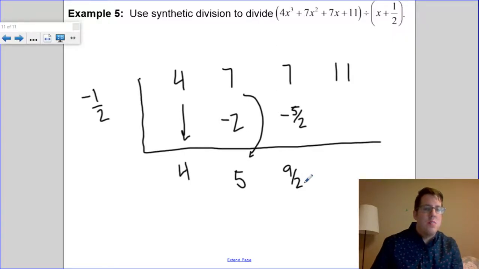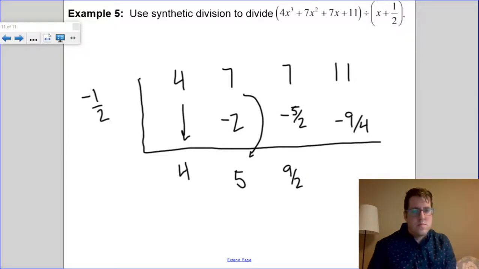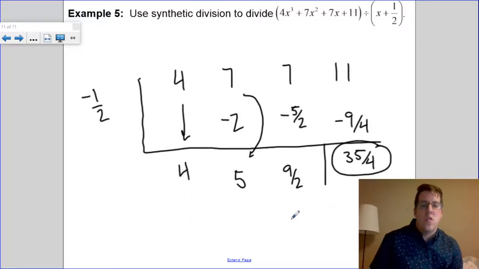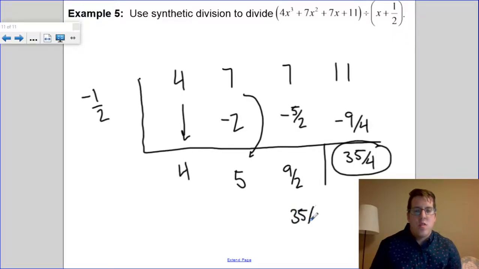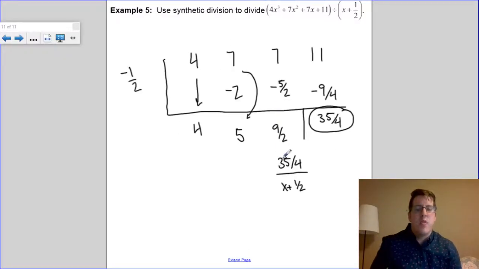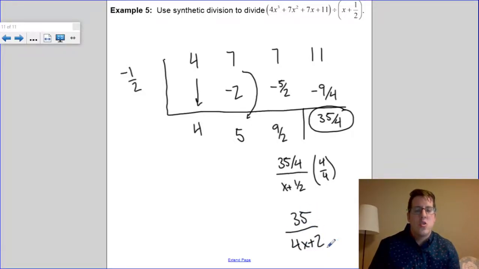And when I multiply that by -1/2, I'm going to get -9/4. And when we add here, we're going to get 35/4. So this is our remainder. Some people draw a little box here, so you know. And this is our quotient. So at first we would write our remainder as 35/4 over x plus 1/2. But this complex fraction is a little, I think the technical term for it is icky. So the way that we deal with that is we just multiply both the numerator and the denominator by 4. And we say 35 over 4x plus 2 is our remainder.